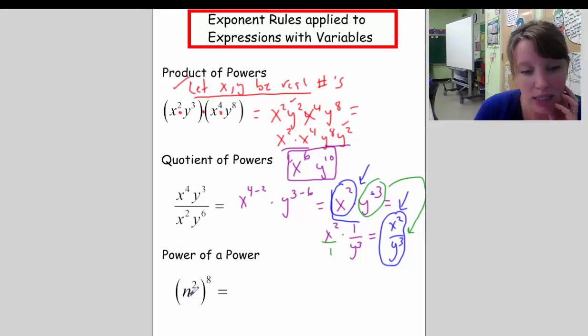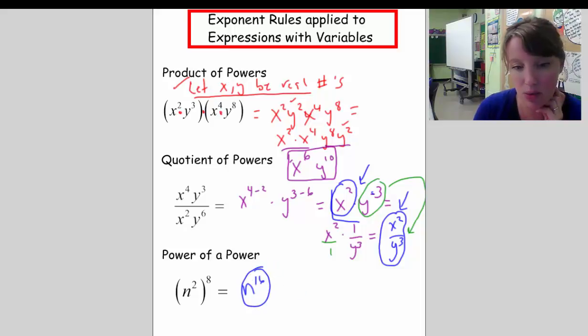Okay, raising a power to another power, we keep the base and we multiply the exponents. So that's our answer right there.